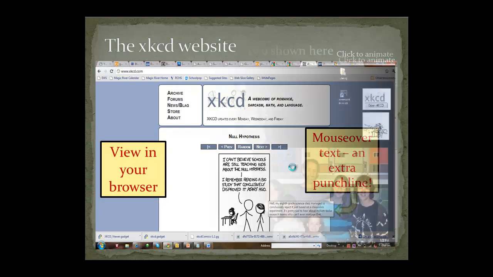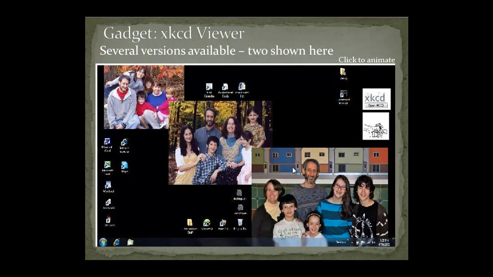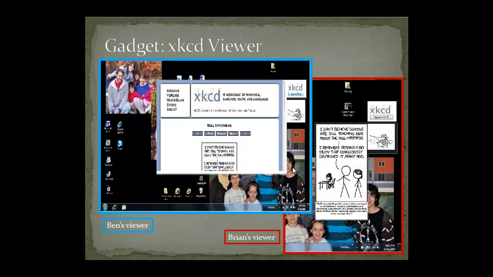Now, there are several versions of the viewer out there. I downloaded 2 to show you. I use one of them, but the top one is created by Ben, and the second one is created by Brian. And we can look here and see. Ben's viewer in blue is sort of a copy of the website itself. It's scrollable, and when you mouse over the actual comic itself, it pops up the window just like the website would with the mouse over text.